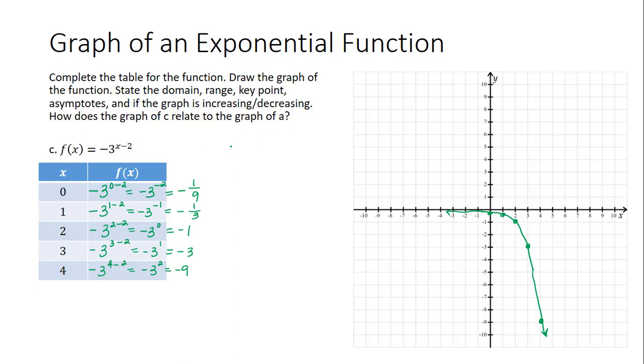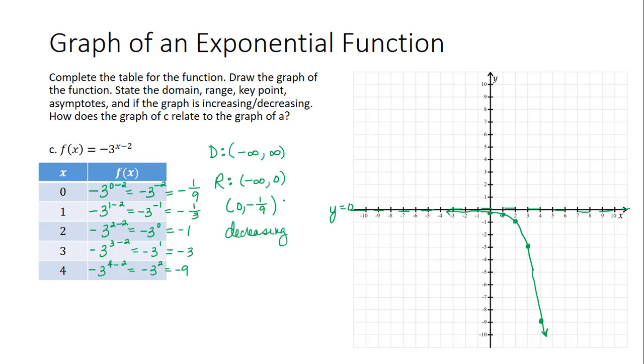The domain is still all real numbers, negative infinity to infinity. The range, this time the graph is below the x-axis, so it would be from negative infinity to 0, but not including 0. This line y equals 0 is the horizontal asymptote. The key point now is this y-intercept, which is (0, negative 1/9). And the graph is decreasing in this particular case.